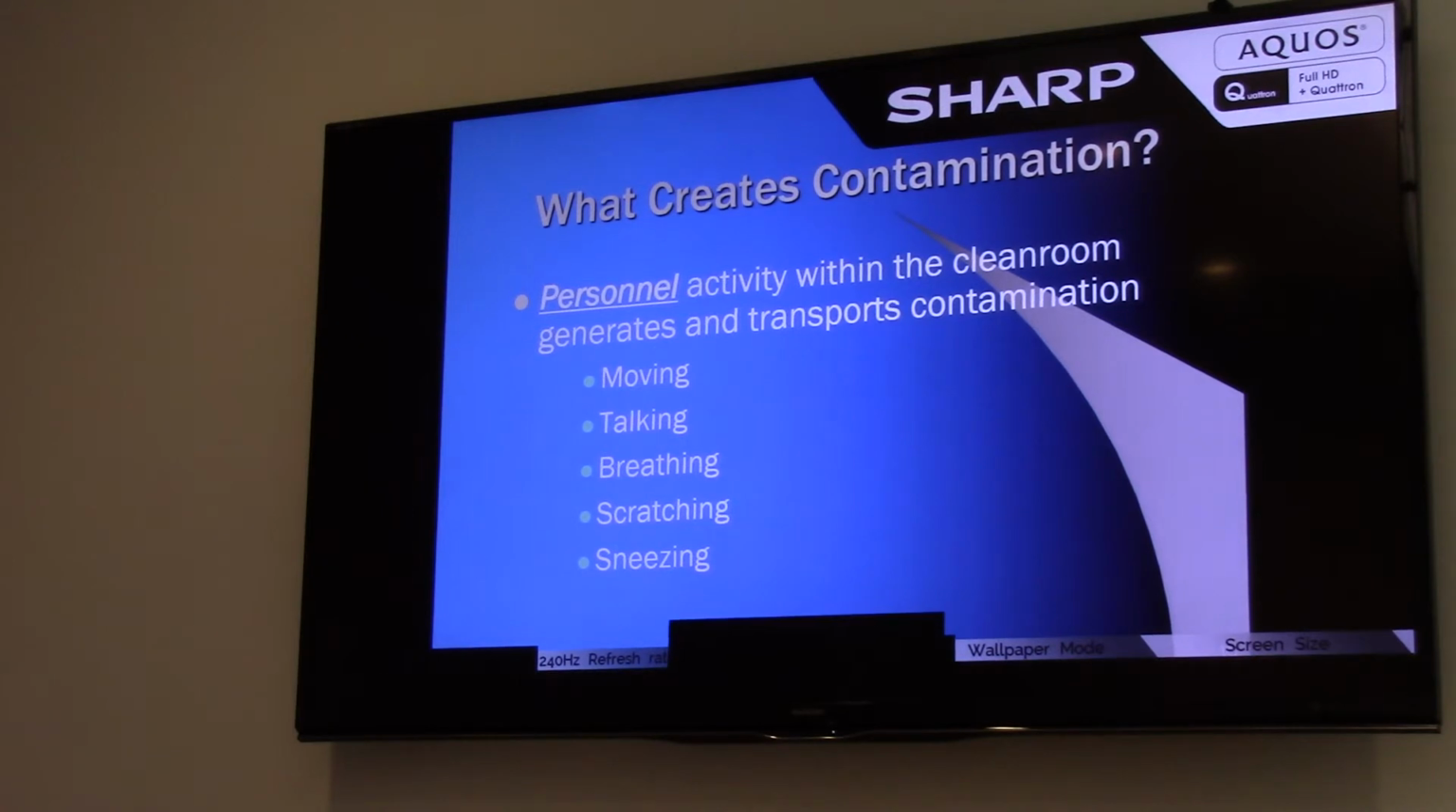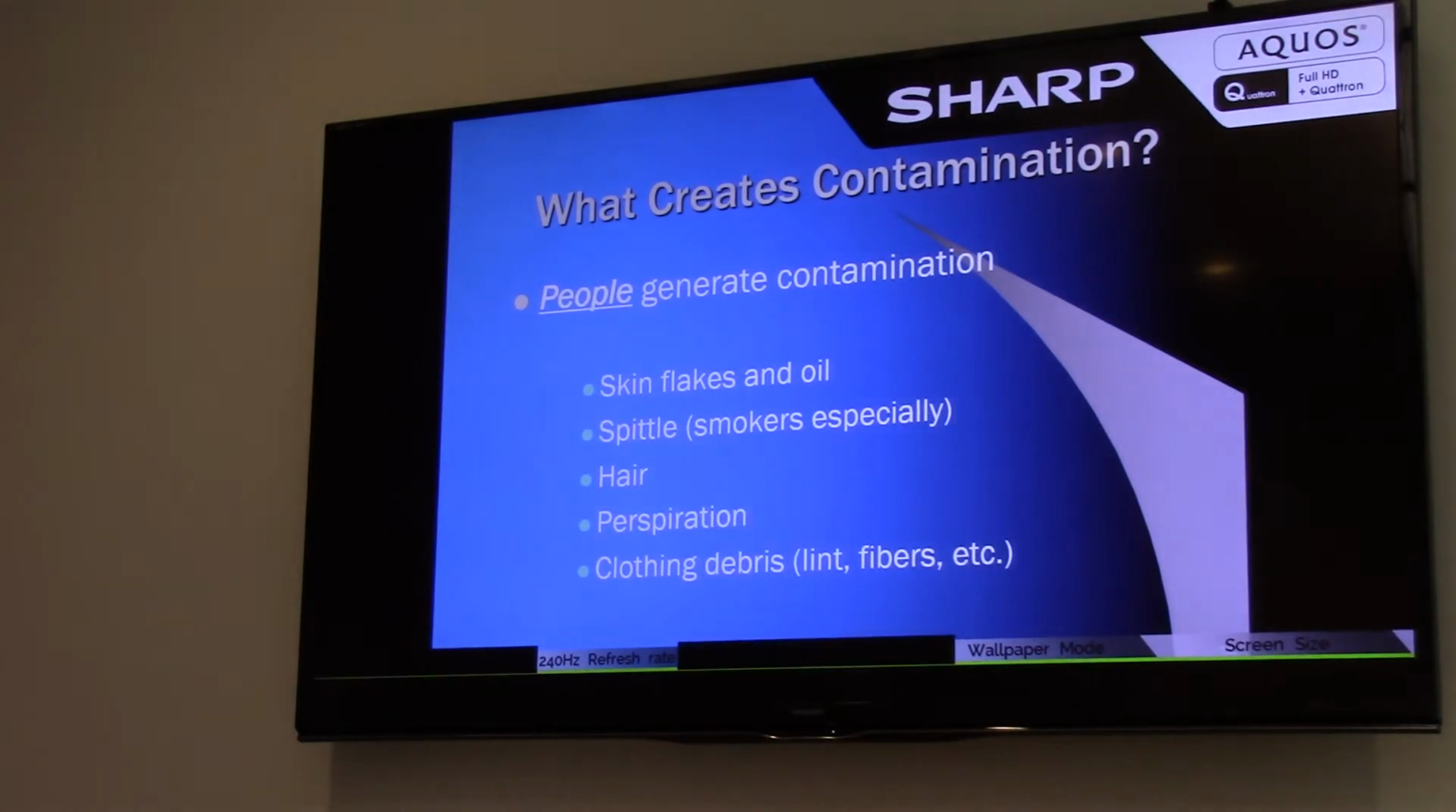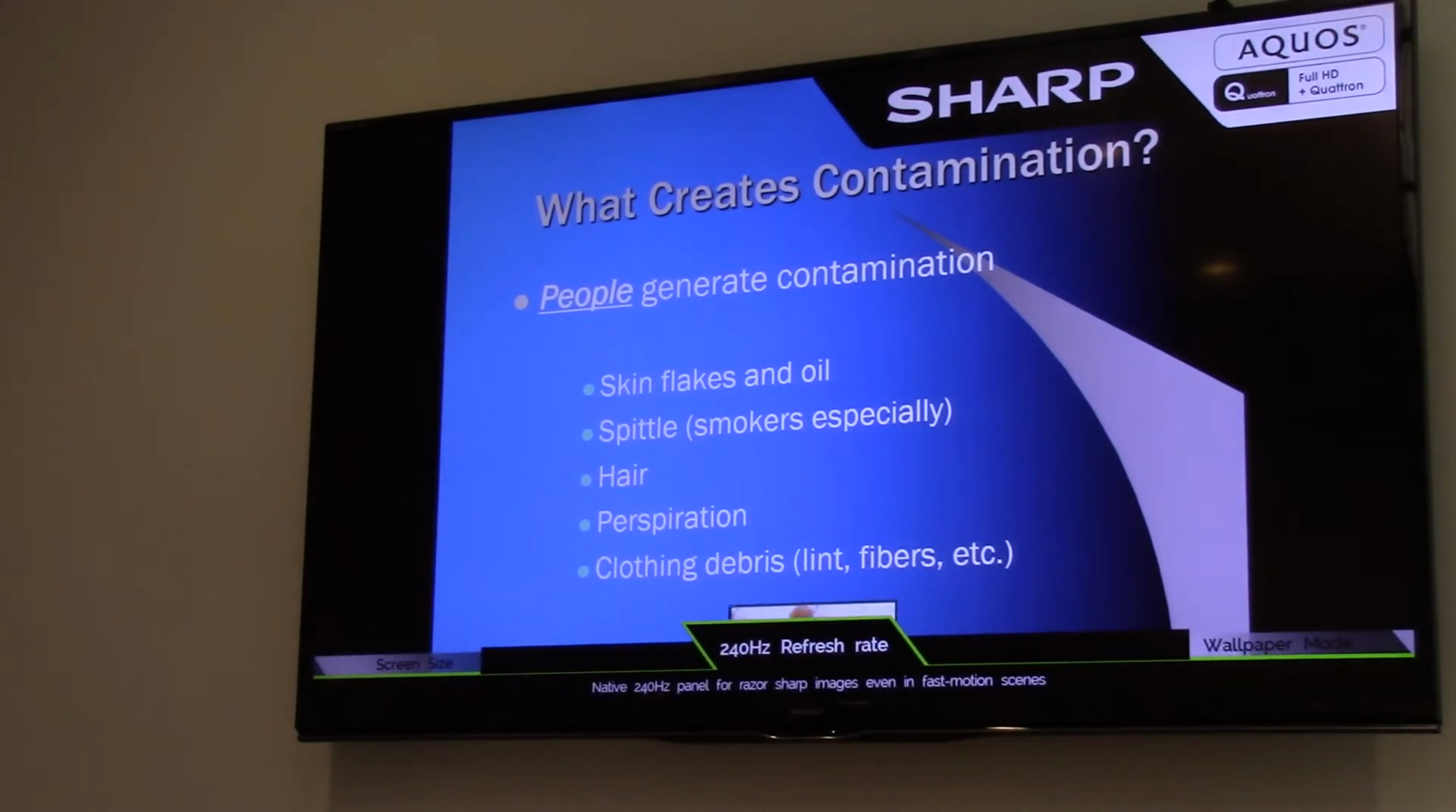Obviously, personal activity is probably the biggest culprit, other than housekeeping. So you have moving, talking, breathing, scratching, sneezing will generate particulate into the clean room. Anything off your skin, I guess if you're a smoker, your hair. So all these items relate to contamination.